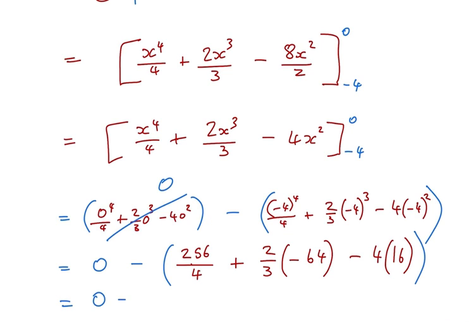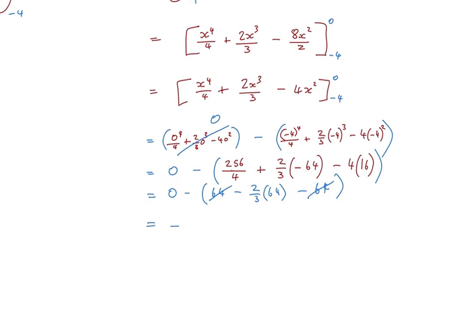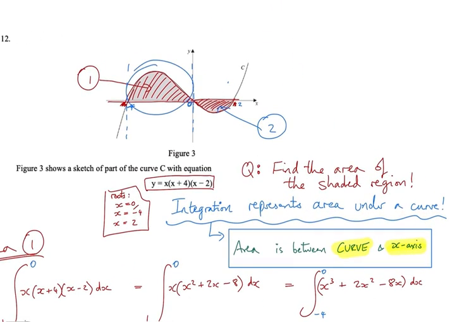And again, let me simplify, just being really careful with my negative numbers. This becomes 64, take away 2/3 of 64, take away 64. Okay, and my two 64s cancel here. And so I'm left with, on the last line, negative 2/3 of 64, which of course is positive 128 over 3. And I've found the area of that first section of my curve, this section 1.